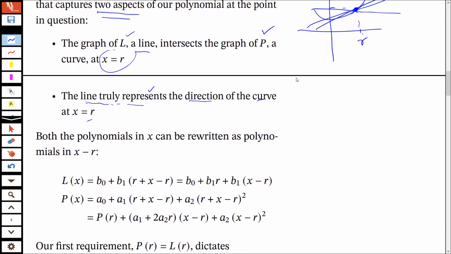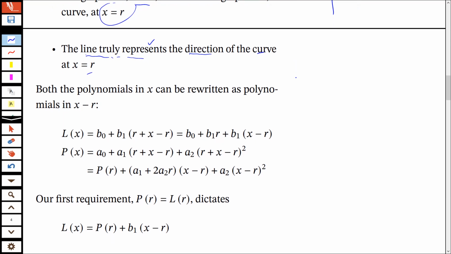So how do we find that? For that I will start with this linear function. Actually, I will represent both this linear function and the given polynomial. I want to express them. They are given as functions of x, but I want to write them in terms of the difference, because I want to know what happens at x equal to r. So x minus r will tell me how far I am from r. So this will be x minus r.